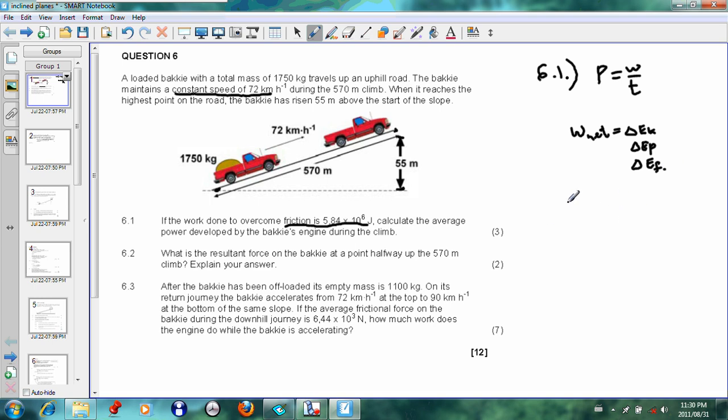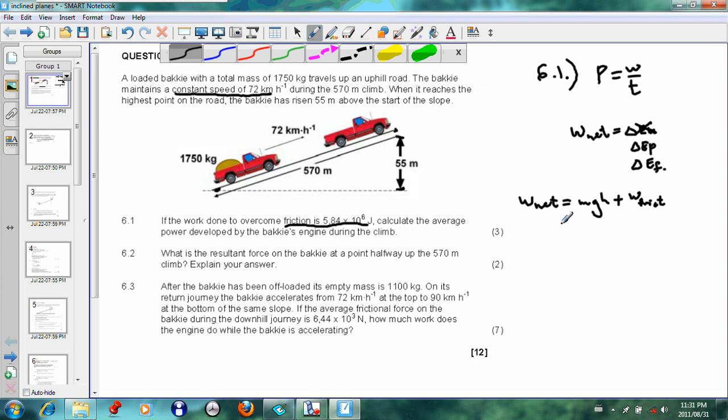So if you look at this case, our net work done will be, because the kinetic energy is constant, there will be no change in kinetic energy. It will be the work done in your increase in potential energy, which is mgh, plus your work done by friction, which is given by the amount that we have here, 5,84 times 10 to the 6. So just to get a little space, I'll pull this across. We can do the sum nicely.